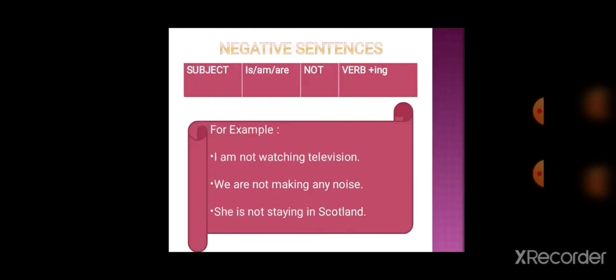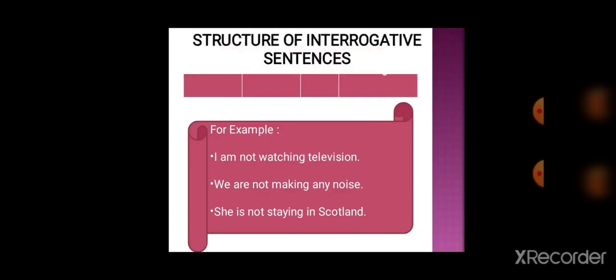Now let's see the structure of negative sentences. Here the subject is used, then again is, am or are, then not, and then verb plus ing, or present participle. For example, I am not watching television. We are not making any noise. She is not staying in Scotland. So these were the negative sentences.